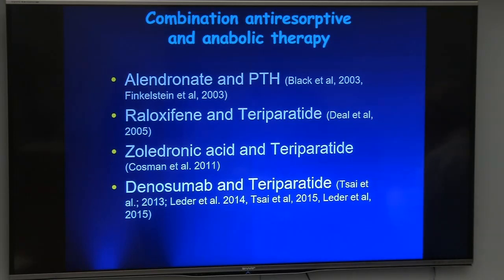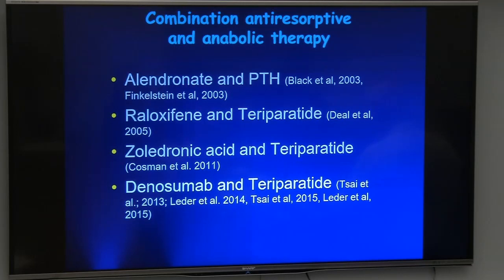Next Wednesday at the ACE, any of you going to ACE? You probably aren't allowed to leave your home base until you graduate after being here for 2 weeks. But next week in Boston at the ACE meeting, I'm giving how long is this talk? 40 minutes on combination therapy.